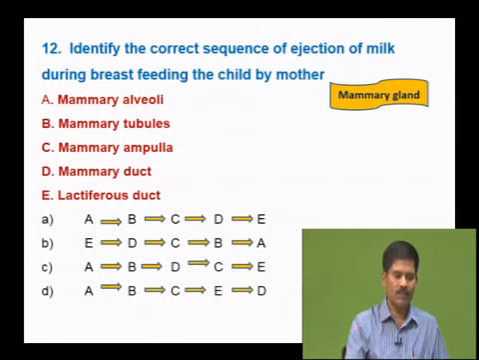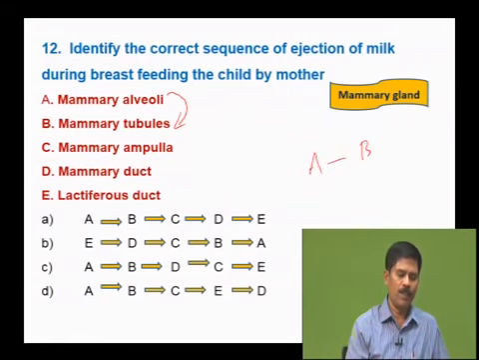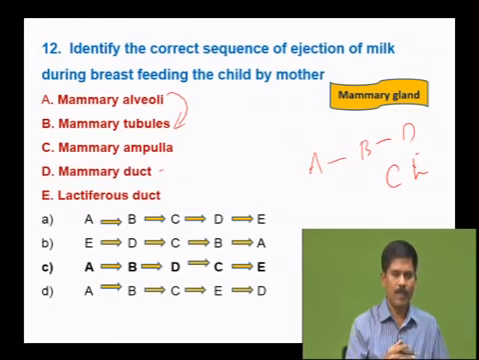Identify the correct sequence of ejection of milk during breastfeeding the child by mother. It says milk flows from mammary alveoli into mammary tubules. So A is the mammary alveoli; from there it should go to B. Mammary tubules open into duct, so next it should go to D. Next, mammary ducts open into mammary ampulla, next to C. Next, mammary ampulla opens into lactiferous duct. So the sequence A, B, D, C, E is in option C. So therefore the right option is C. This shows the way the milk passes when a mother breastfeeds the child, the passage or ejection of milk during breastfeeding the child by mother.